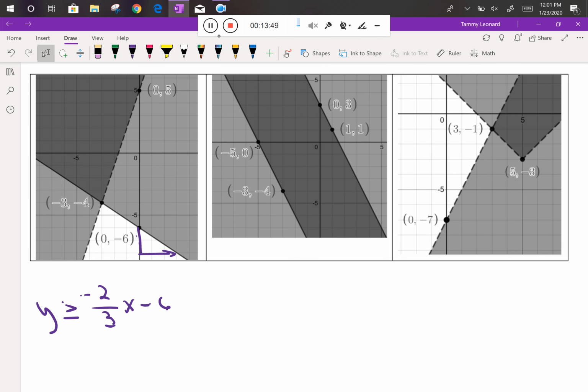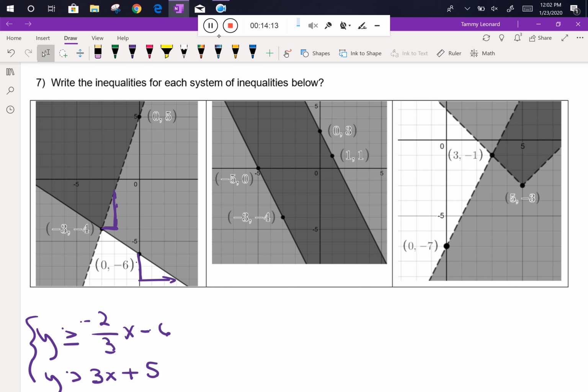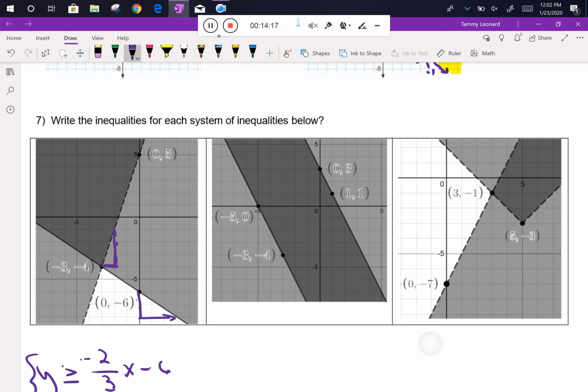For the other line in this pair, I can see that the line is dashed, but that we're shading above it. So it's still a greater than, but there's no or equal to. Looking at this one, I can see that the slope seems to go up 3 and right 1. So I'm going to see 3x, and then it goes through a y-intercept of positive 5. So that's our system.